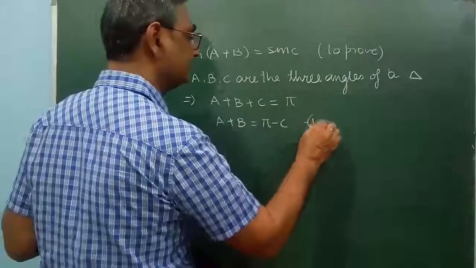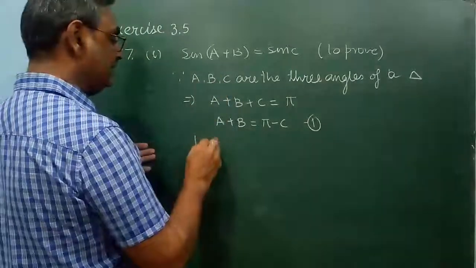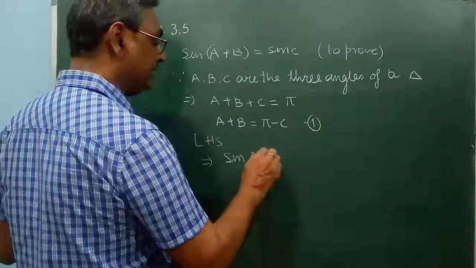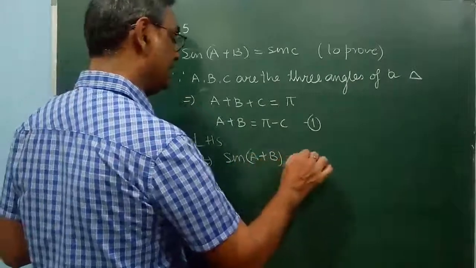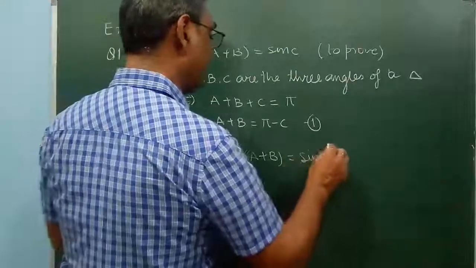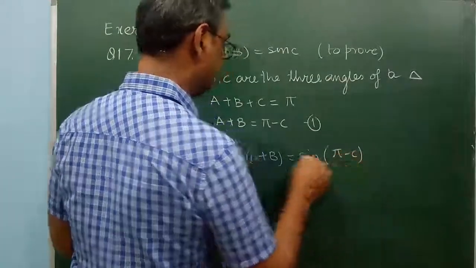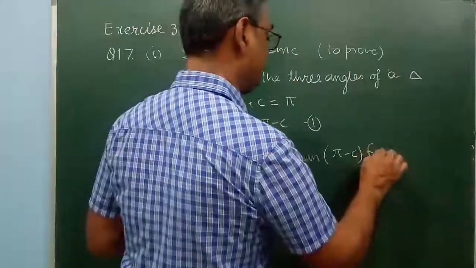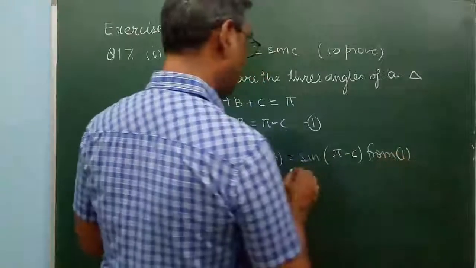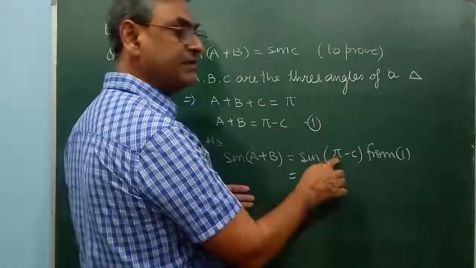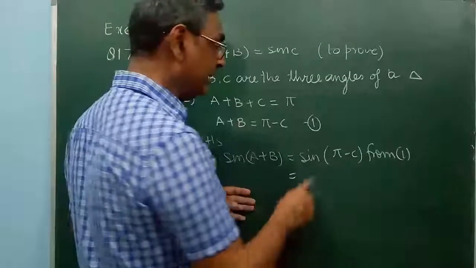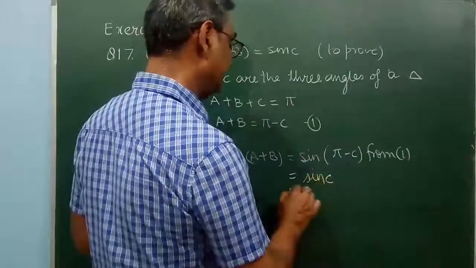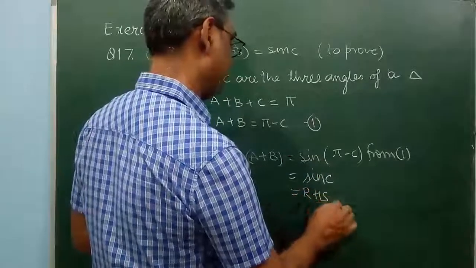This is first. Now from here LHS we can write, implies sine A plus B can be written as sine pi minus C, because we can replace A plus B by pi minus C from first. Sine pi minus C, which quadrant it is? 180 minus theta, second quadrant. Sine is positive there, so it is sine C equal to RHS. Proved.